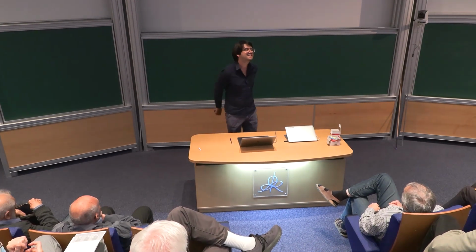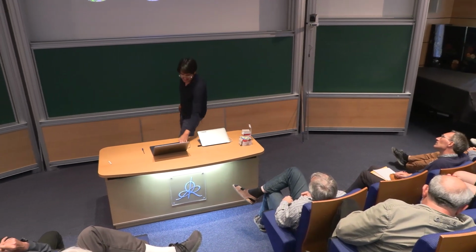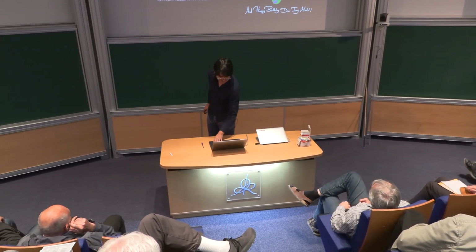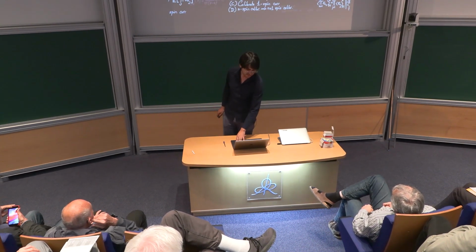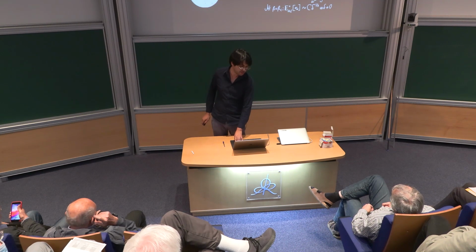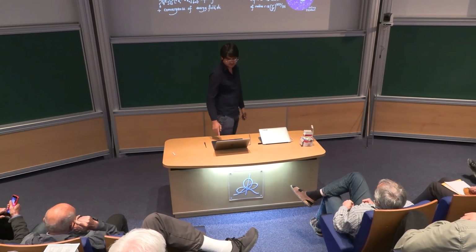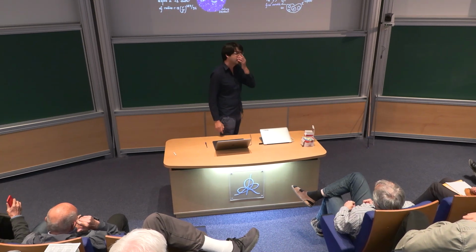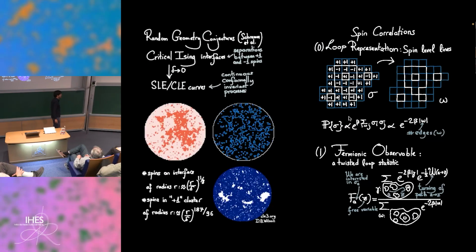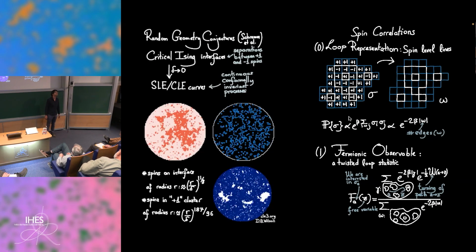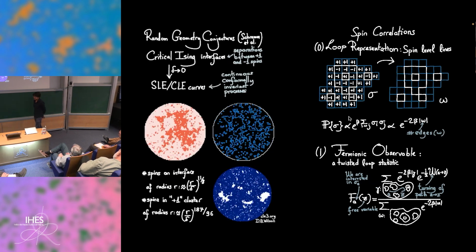Yes? At the beginning of your talk, it's a general question. You showed how to compute correlation functions using SLE technology, no? Well, you could. That's not quite what I showed, but you could. But this was somehow forced to be at criticality, right? Yeah. So it's a synonym of conformal field theory calculation. Now, my question is, can you modify the measure of SLE to go away from criticality?